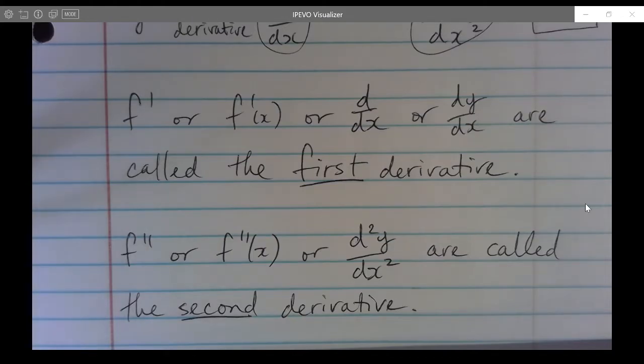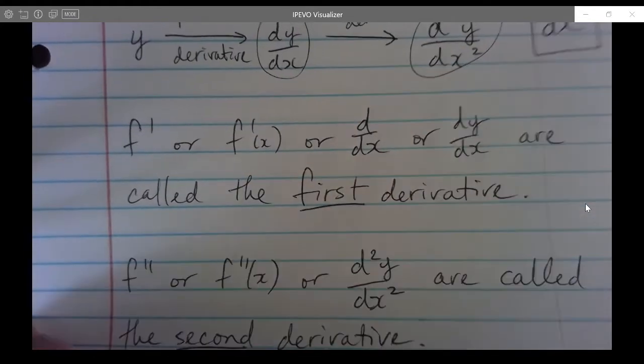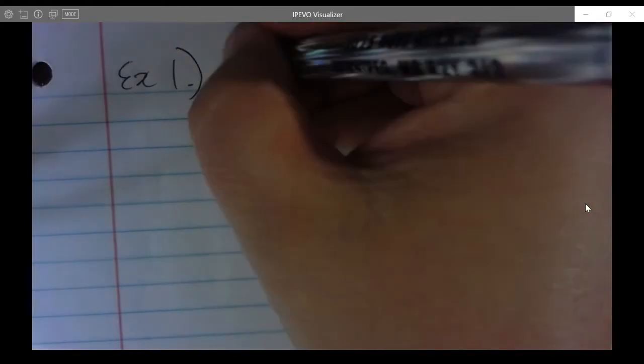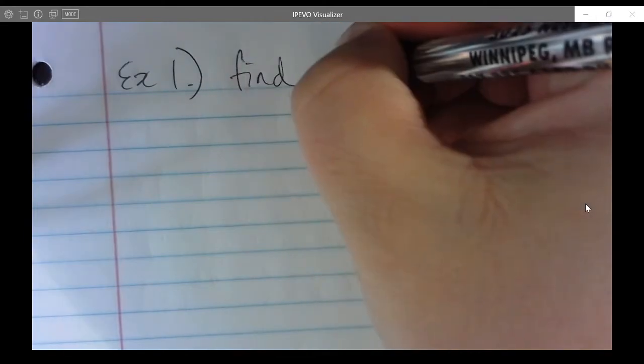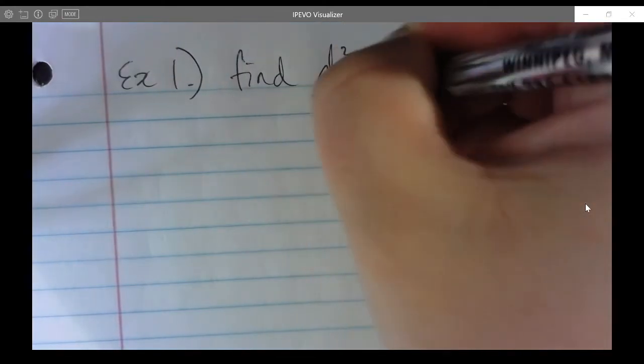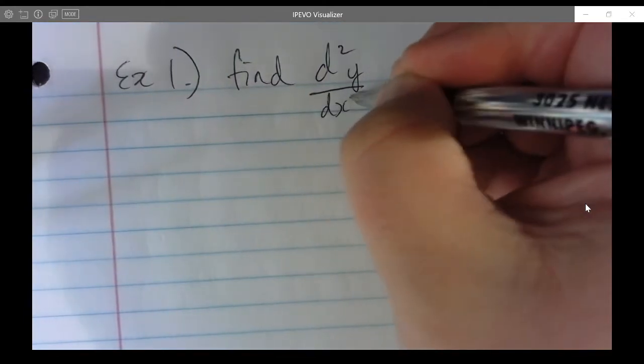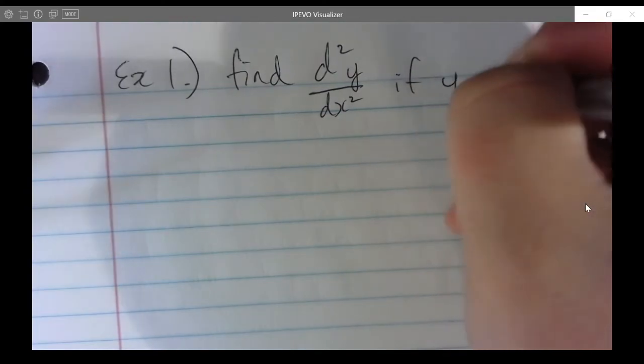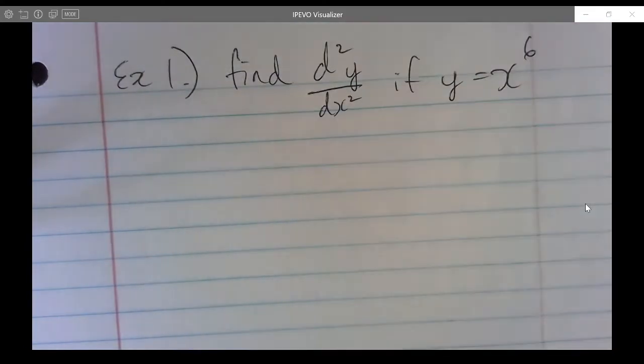So there we go. There's the notations and the basics of the notes. I think it's time to do some examples. Let's do example number 1. Let's use our fancy notation first. Find d squared y over dx squared if y equals x to the power of 6.